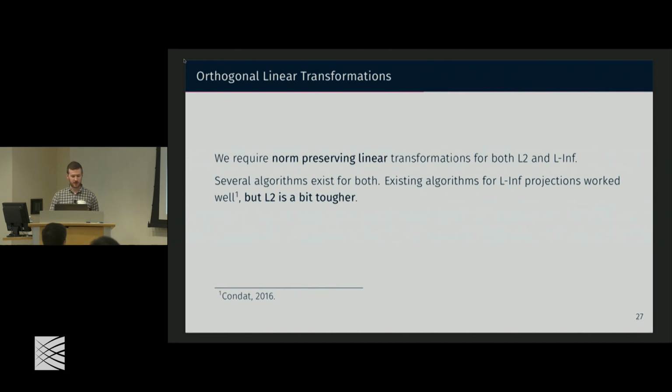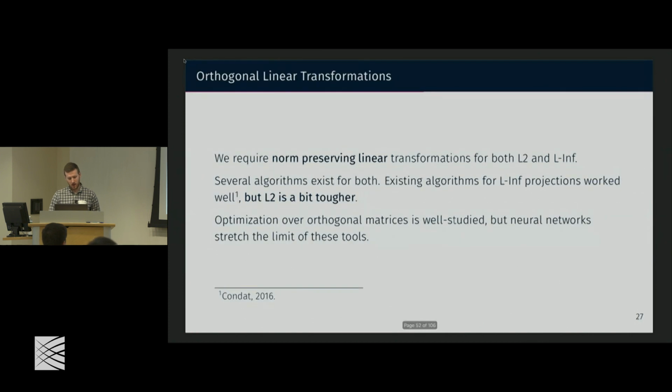Unfortunately, it turns out doing this for L2 norm is a little bit tougher. I might ask, why is that? Optimization over orthogonal matrices, which is really the problem we're trying to solve, is a well-studied problem. People have been looking at it for a couple decades or more now. But neural networks really stretch the limit of these tools. The weight matrices we're optimizing over might be 1,000 by 1,000 matrices, and we'll have several of them in our neural network due to all the layers. And this problem gets harder as the network gets deeper. So ultimately, standard tools applied to this setting are difficult to translate into these neural network problem settings.